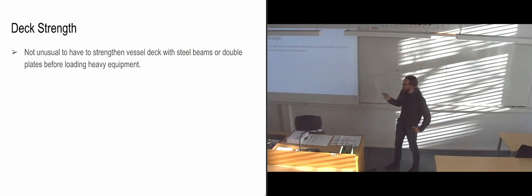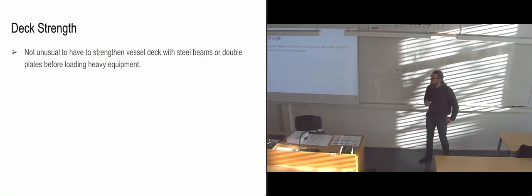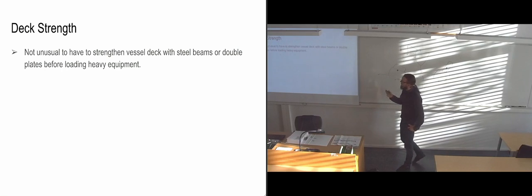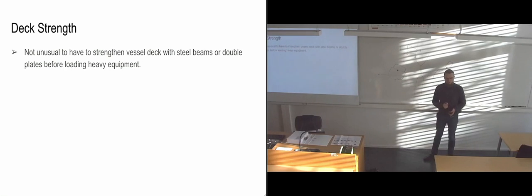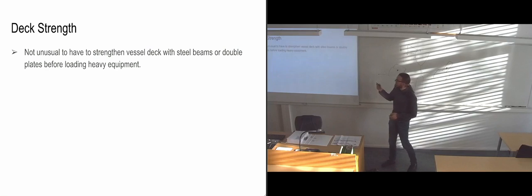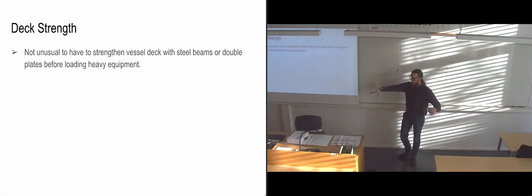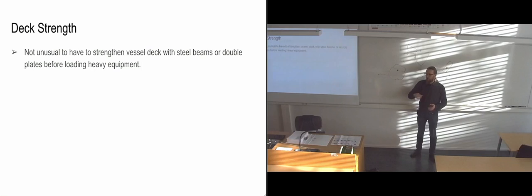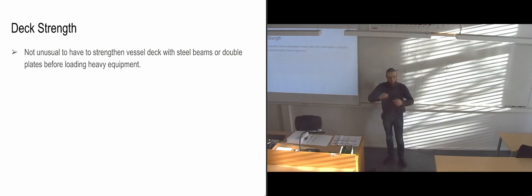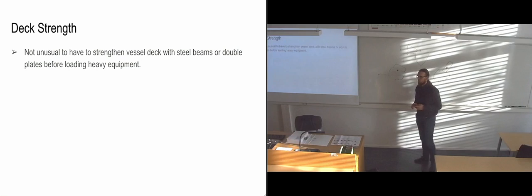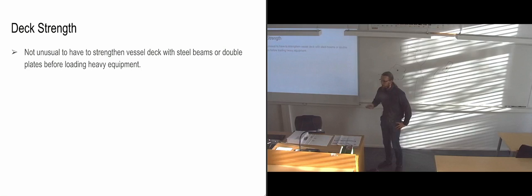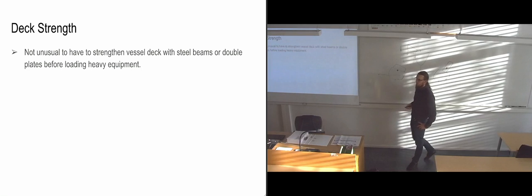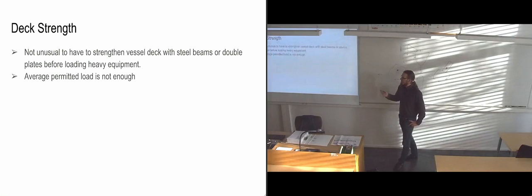It's not unusual to have to strengthen a deck with steel beams or double plates before loading heavy equipment. So double plates is another way of doing it. So you don't necessarily have to go in underneath deck and strengthen it with extra beams and weld them into place. You could also place a thick plate on deck before you place your module on top of that thick plate, because that's going to help you distribute the force over a larger area, so that it's going to help get a more even distribution of the force. So preferably you would just put down an extra plate on top of the deck if you can. If not, you have to go in with steel beams and strengthen it.